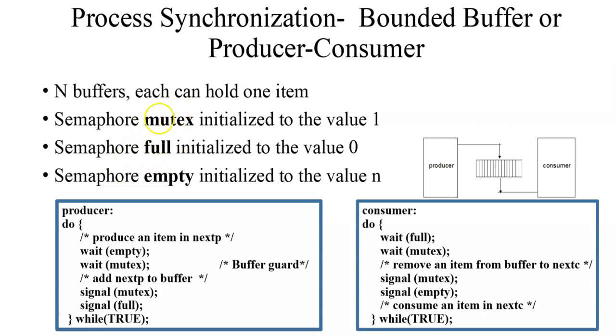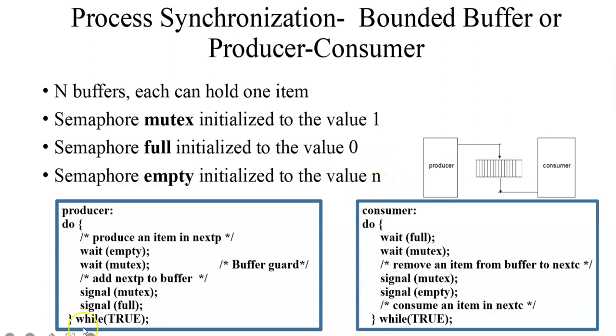And then we have an integer semaphore full. This represents the number of full buffers, and as initially there are 0 full buffers, its value is initialized to 0. The integer semaphore empty represents the number of empty buffers. So initially all the buffers are empty, right? Hence it's initialized to the value n.